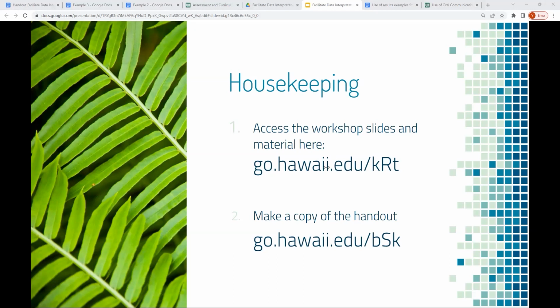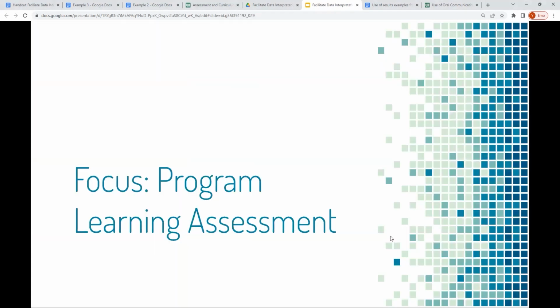And second, I need everybody to create your own handout by copying this handout template. So we're going to do some things that I ask you to do when you go back with faculty members. We're going to practice. I put the link of this handout in the chat.